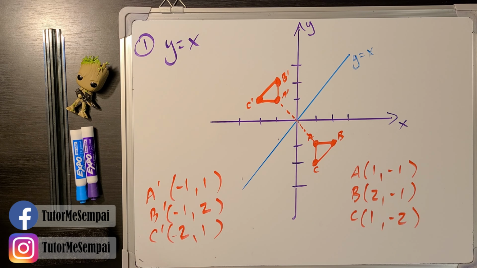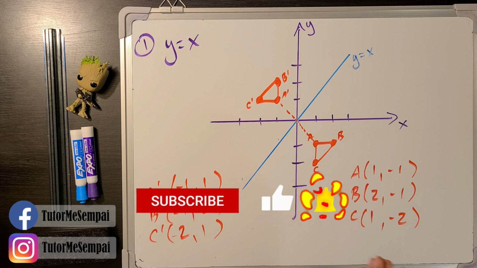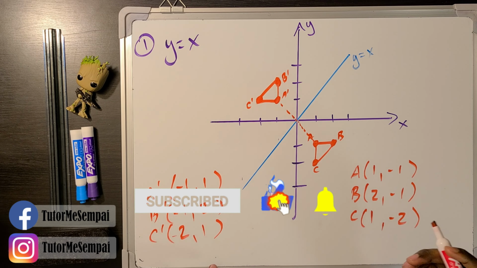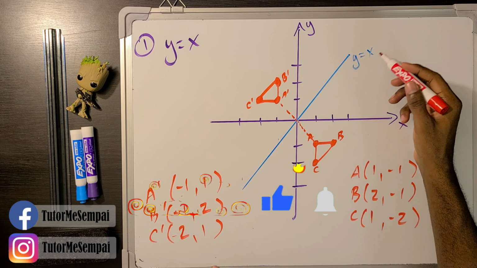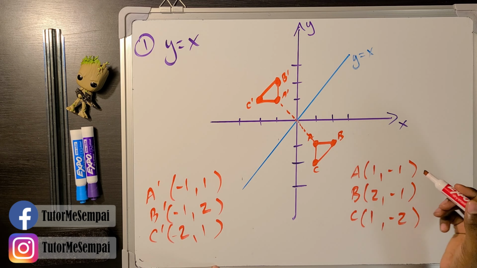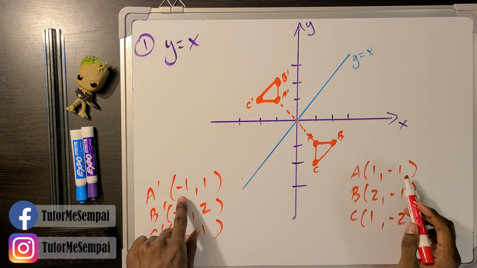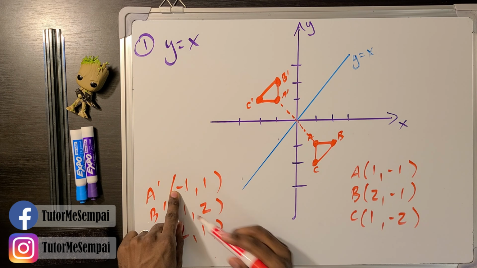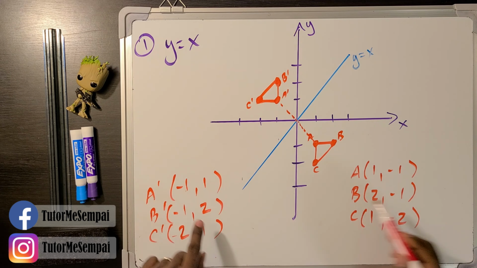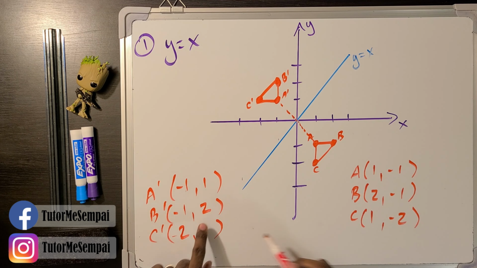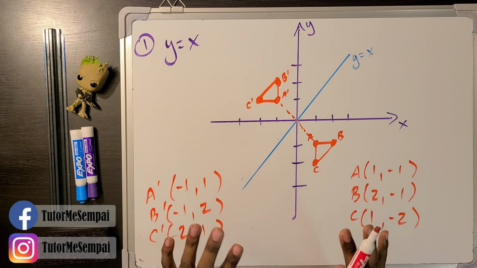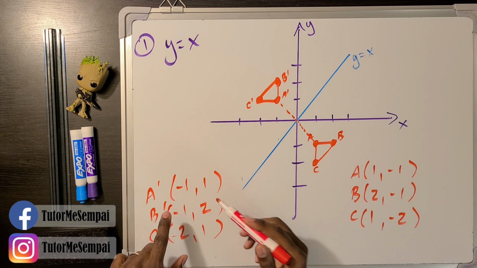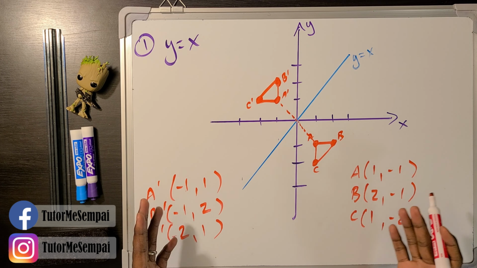Yes, there's actually a pretty cool rule happening here: if you have a reflection over the line y equals x, all you have to do is swap your x and y. You see, our y's become our new x's and our x's become our new y's. That's true for each and every point. Notice these signs are the same. They're preserved. It's not like we're negating anything. All we're doing is switching.